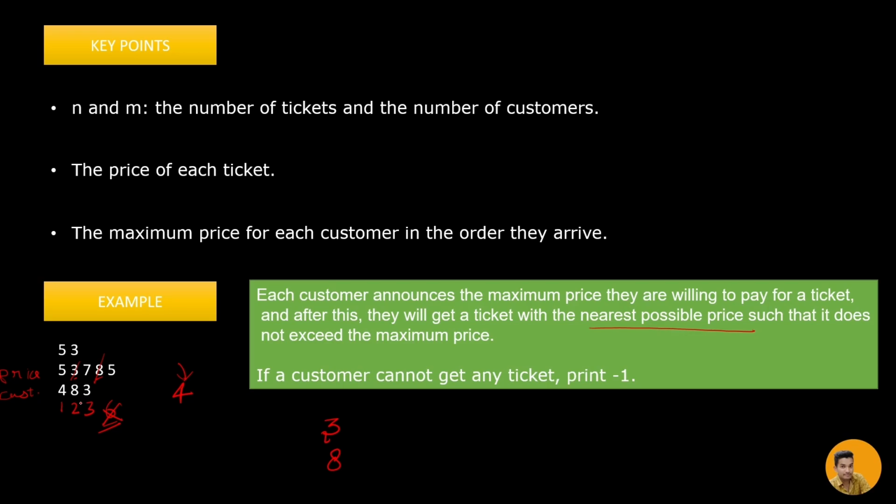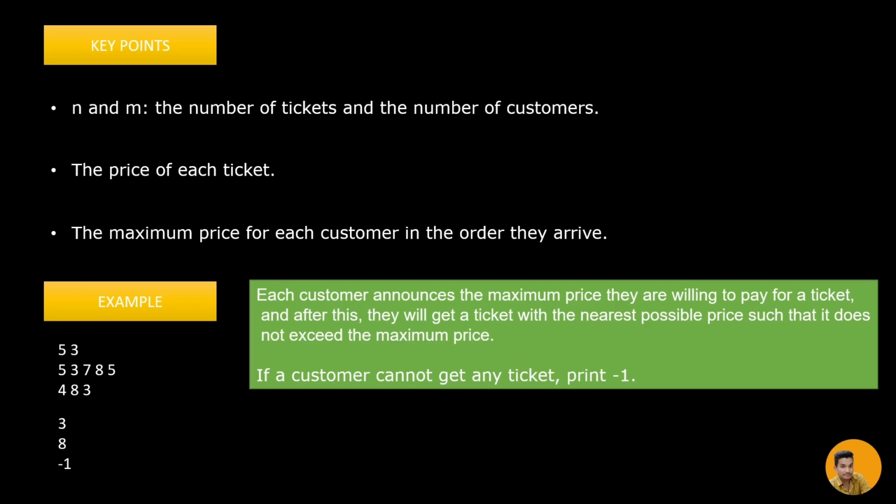Now there comes the third customer. He can afford up to a max of 3 units. So 3 was there, but it has been given to the first customer, so it is no more available in the ticket list. So 3, no. If the customer cannot get any ticket, we are going to print -1. So that's the problem. I hope it is clear.